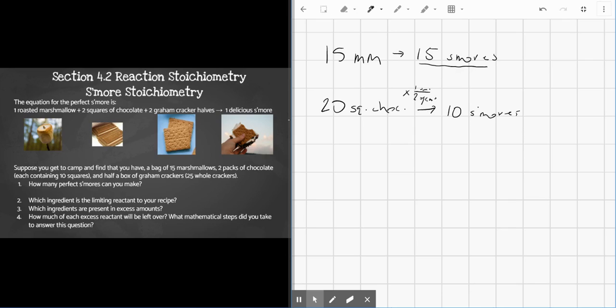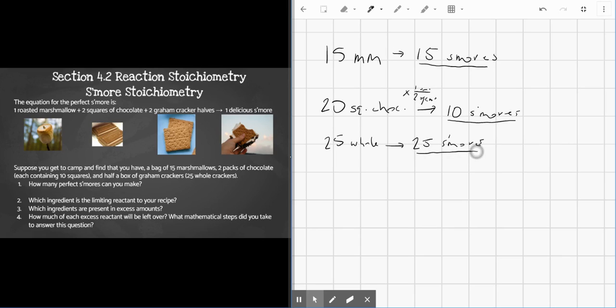And then last but not least, our graham crackers. If I have 25 whole graham crackers, and I need 2 halves, which is basically 1 whole, I could make 25 s'mores from that. So I have all of these ingredients, and my job is to figure out how many s'mores I can actually make.